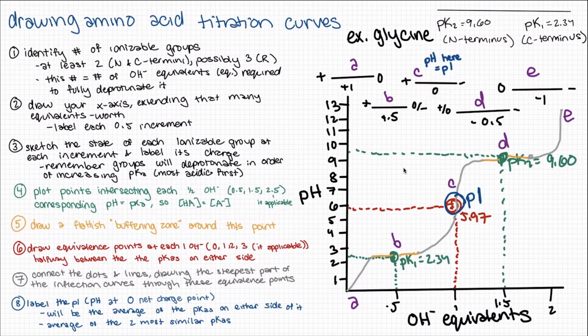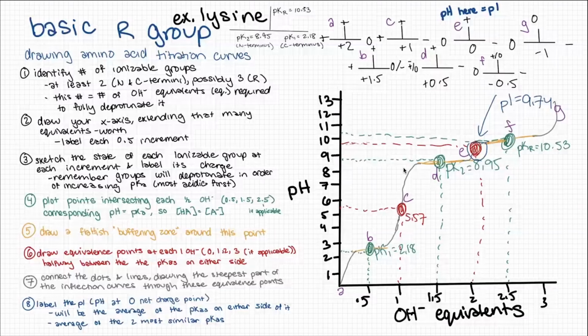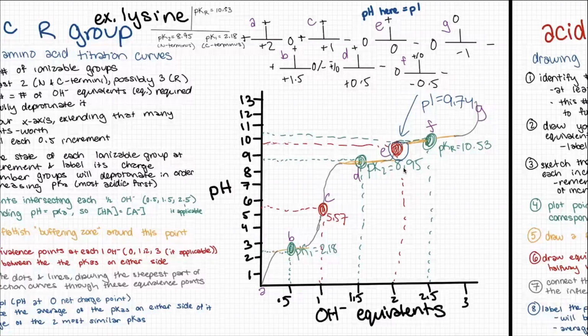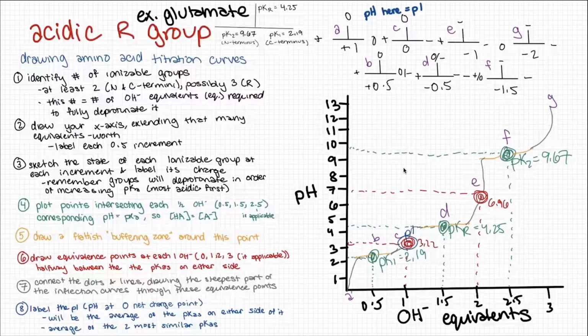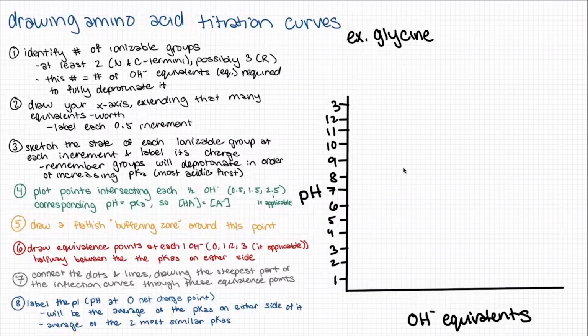The pI is going to be the pH at which you see this. It's going to be the average of the pKa's on either side of the two most similar pKa values. Here we only have two values, so it's going to be the average of our pK1, our C-terminus, and our pK2, our N-terminus, and this will give us our pI. In the case of something with a basic or acidic R group, it's going to be the one in between the two most similar pKa values. So here and here.